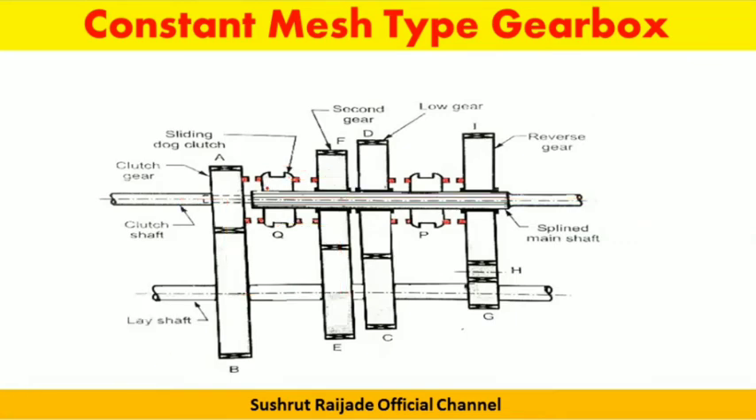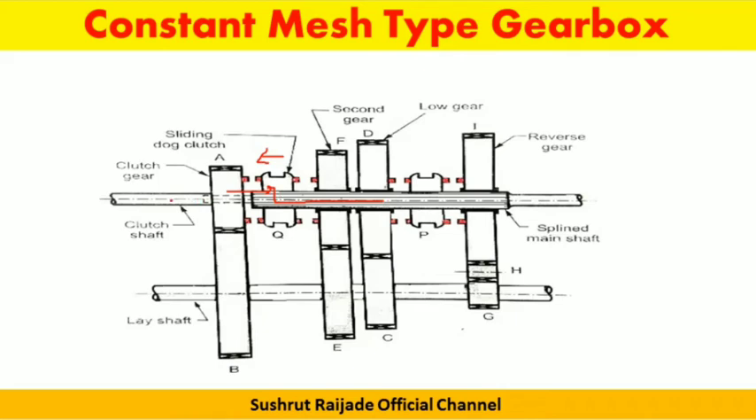So for top gear engagement, to engage the third gear, dog clutch Q is shifted towards the left. So it is made to engage directly with the gear A, as the power is transmitted from clutch shaft to the gear A and gear A to the dog clutch and from dog clutch to the main shaft. Therefore, it is also called a direct drive.